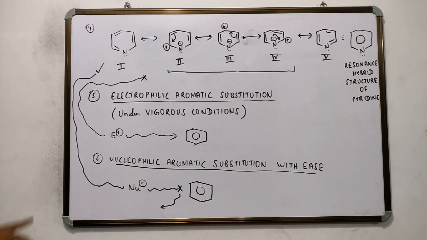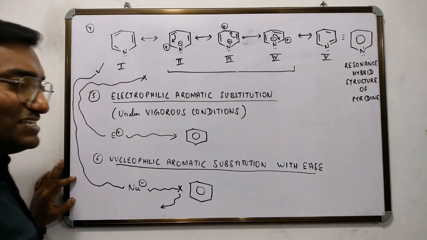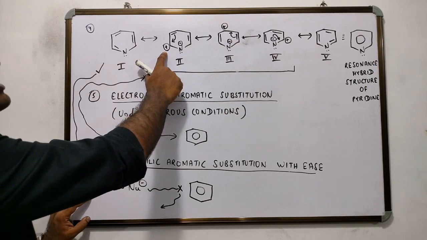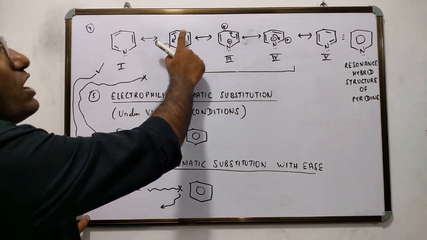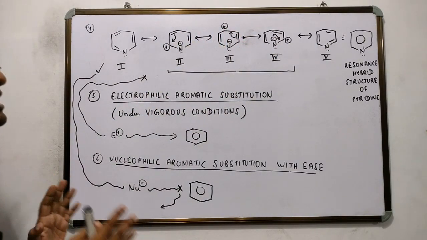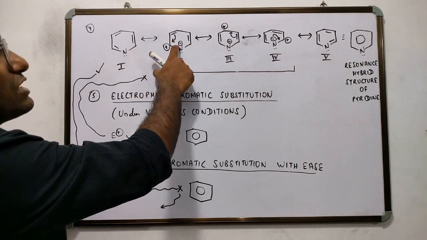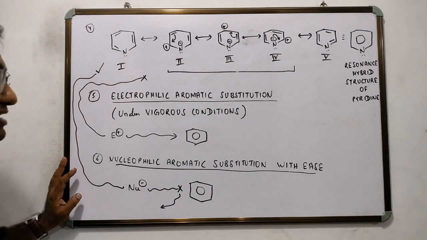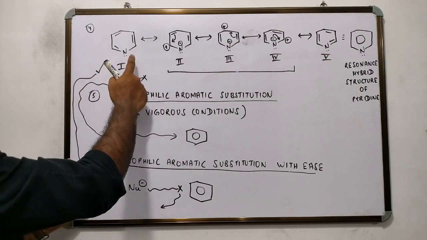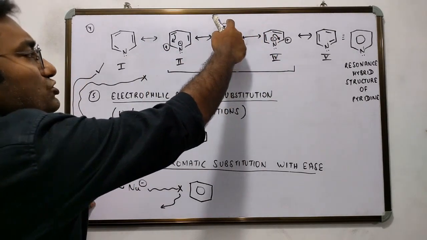Point number 6. Pyridine undergoes nucleophilic aromatic substitution with ease. We already discussed that there is a scarcity of electrons, particularly at the ortho and para positions of pyridine. This scarcity of electrons is because of the electronegative nitrogen pulling the adjacent electron pair towards itself. If a nucleophile is provided with an opportunity to attack pyridine, it would definitely do so at the ortho and the para positions.